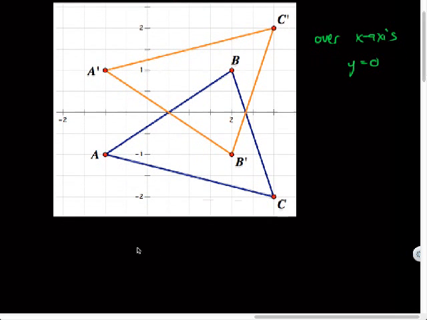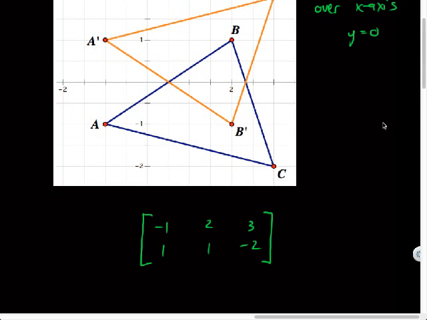It turns out all I'm going to need to do is find the vertex matrix and leave some room on the left side of it. So this is going to be a 2 by 3. Point A is (-1, 1). These tick marks on this graph are representing half units. Point B is over 2, up 1. Point C is over 3, down 2, so (3, -2). Here's the vertex matrix for our original triangle.